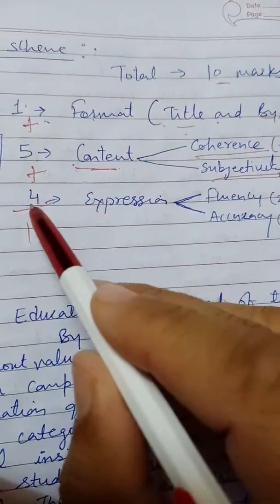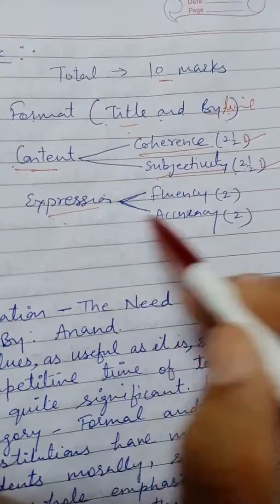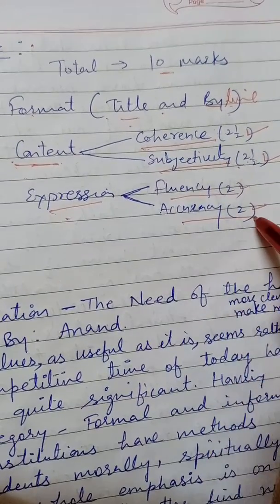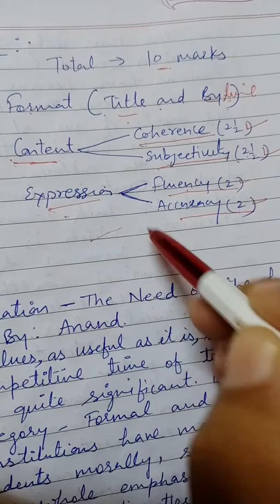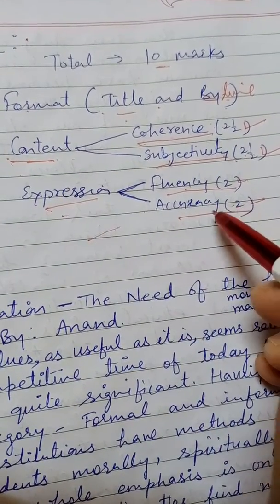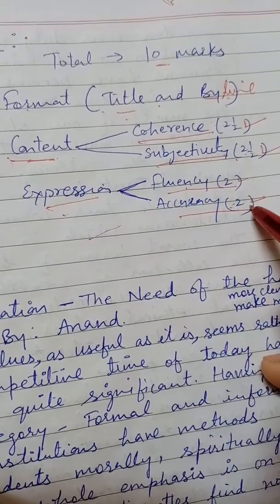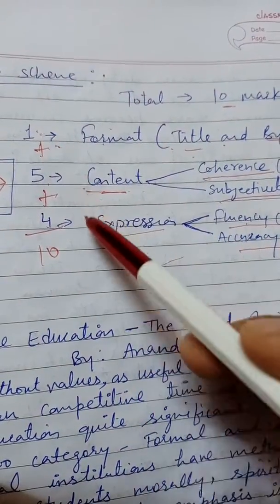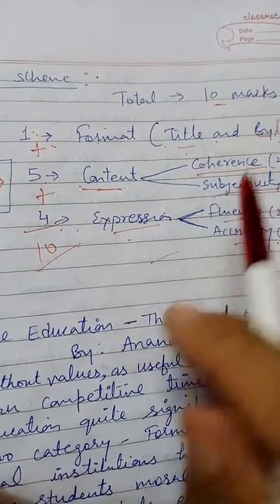Then the next 4 marks are for expression. In expression, the division is 2 and 2: 2 marks for fluency and 2 marks for accuracy. Fluency requires your flow in your language, and accuracy requires no grammatical errors, spelling errors, overwriting, etc. So this is the division of 10 marks: 1 plus 5 plus 4, total 10.